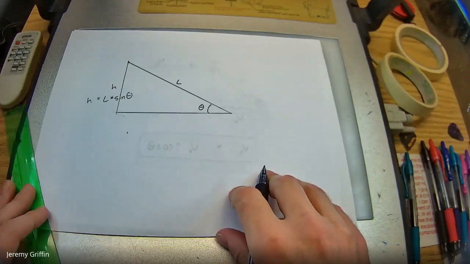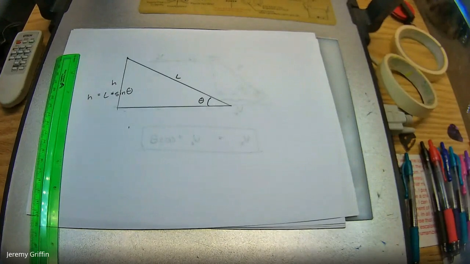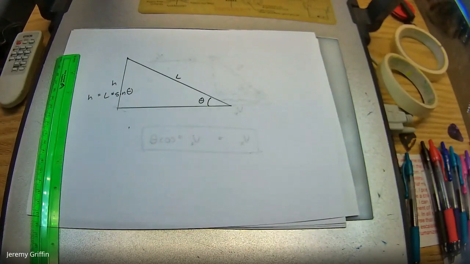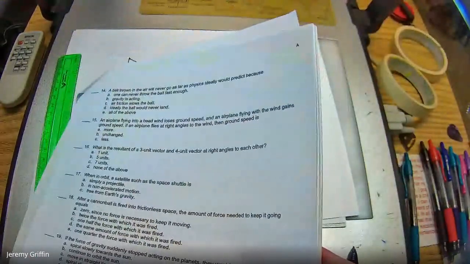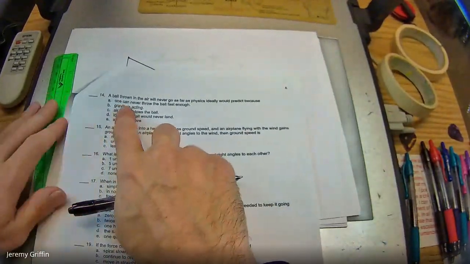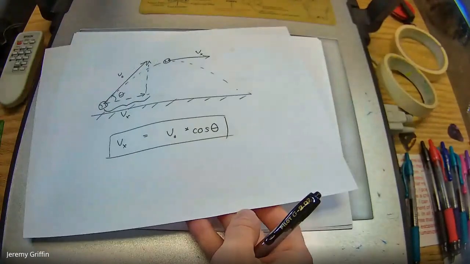What about this? What if you know? Actually, some of the questions I got are coming up here pretty soon, so hang tight on that. Okay. Number 14, a ball thrown in the air will never go as physics ideally would predict because. Right, let's go back to this.